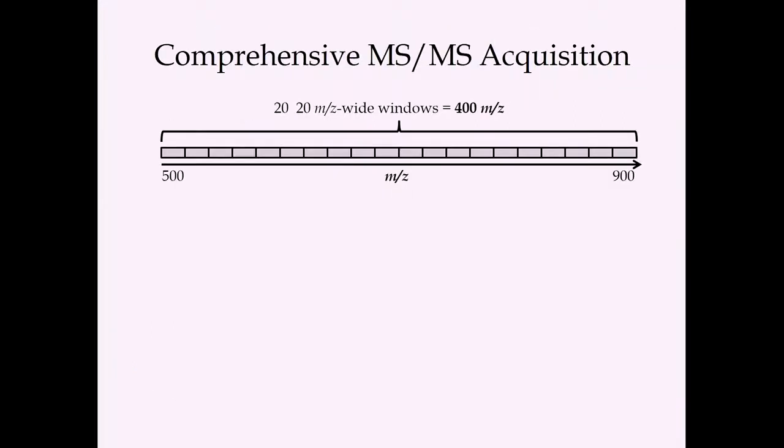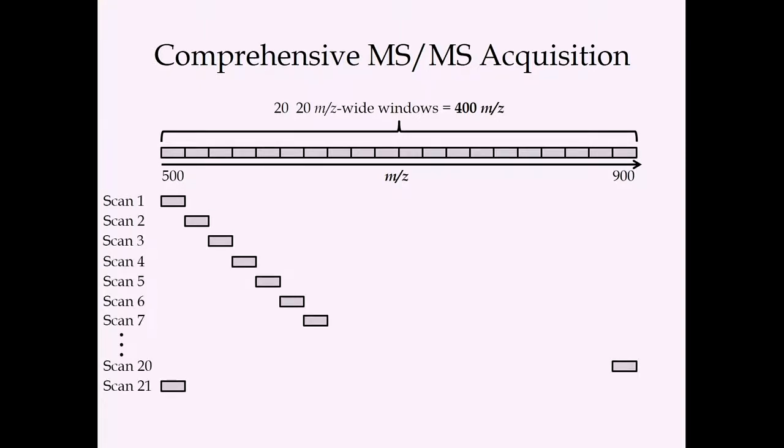One of our colleagues, Jake Jaffe, likes to call it comprehensive MS-MS acquisition. I like that term as well. It's not comprehensive proteomics, but it is comprehensive MS-MS acquisition because we are sampling everything comprehensively between a given mass range. And the way this works, of course, is that in one scan we collect one MS-MS window, in another scan we collect another window, until scan 21, when we repeat the process again.